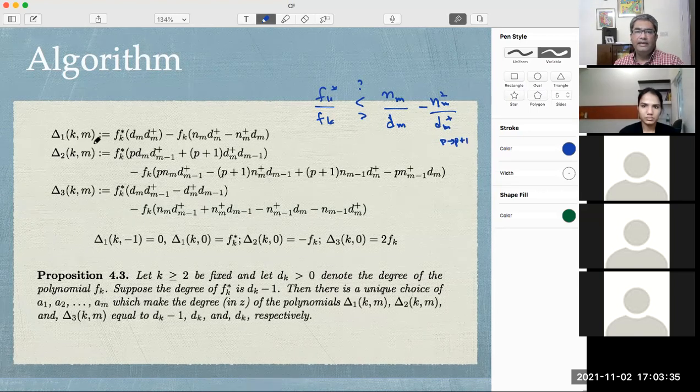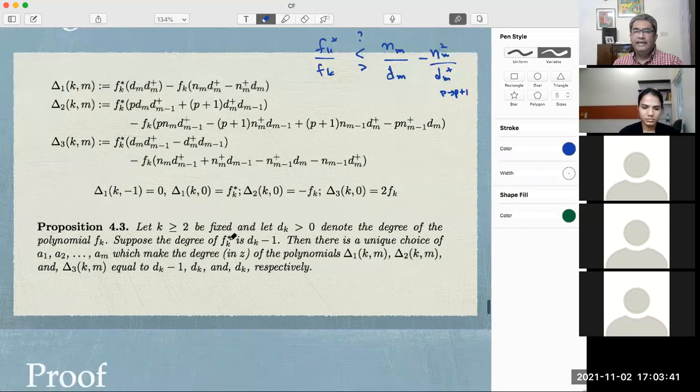So this was delta 1 K, and we need these associated polynomials, delta 2, delta 3, and then we can prove that if dk is the degree of the polynomial Fk, and suppose the degree of Fk star is dk minus 1, then we can find A1, A2, Am, which make the degree in Z of these polynomials equal to dk minus 1, dk, and this basically proves that we can get a unique degree.